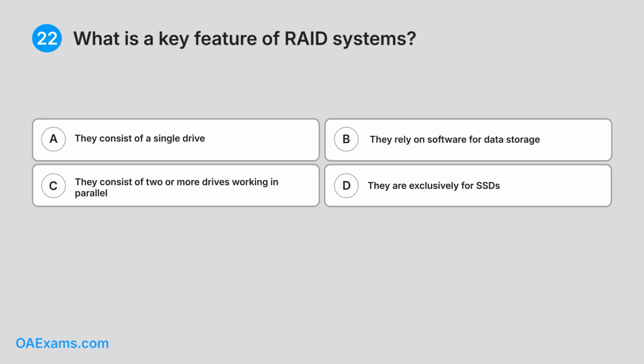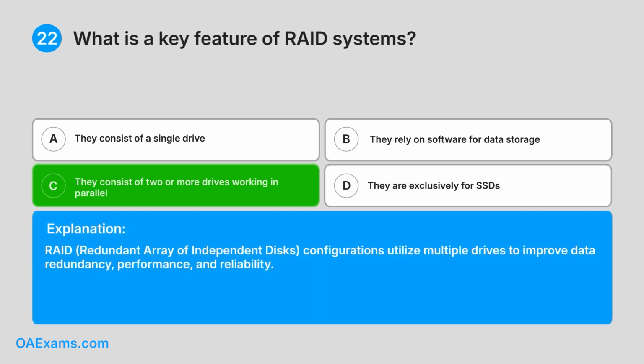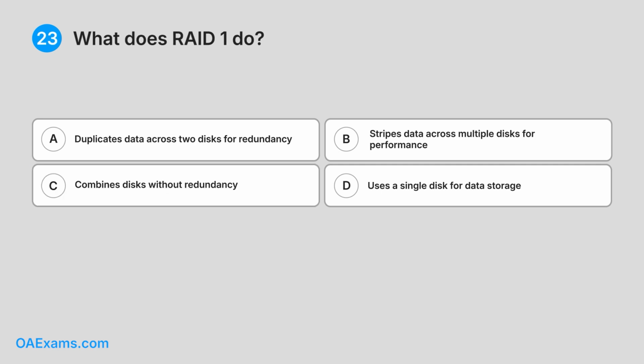Correct answer: C. They consist of 2 or more drives working in parallel. Explanation: RAID, redundant array of independent disks, configurations utilize multiple drives to improve data redundancy, performance and reliability.